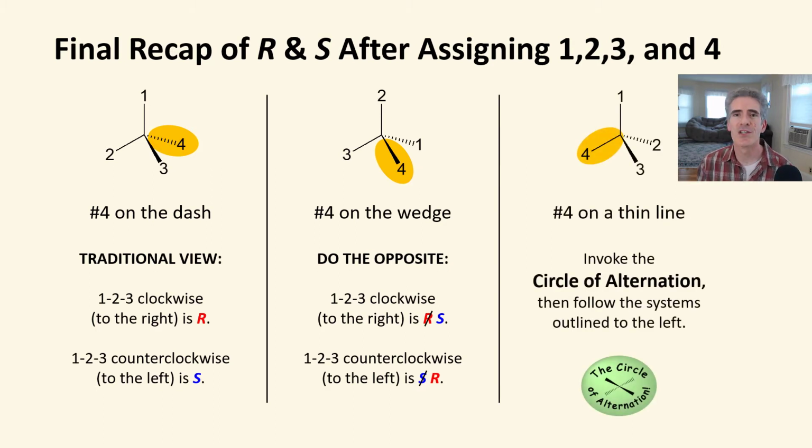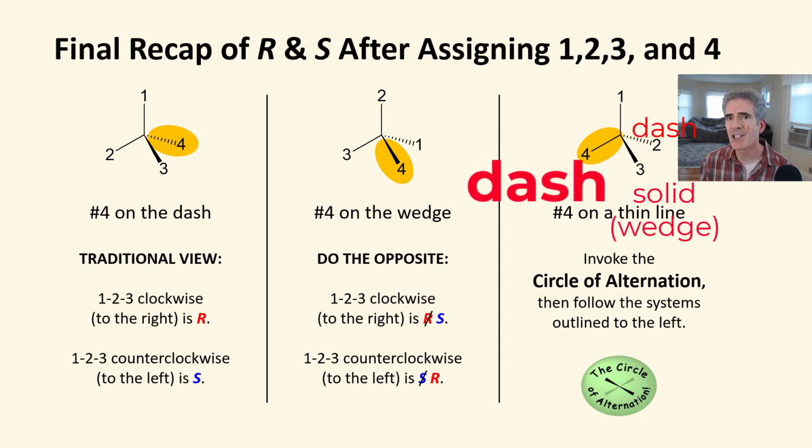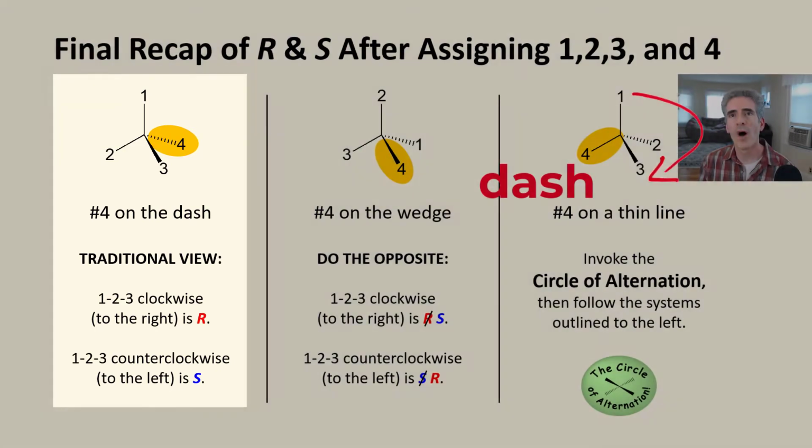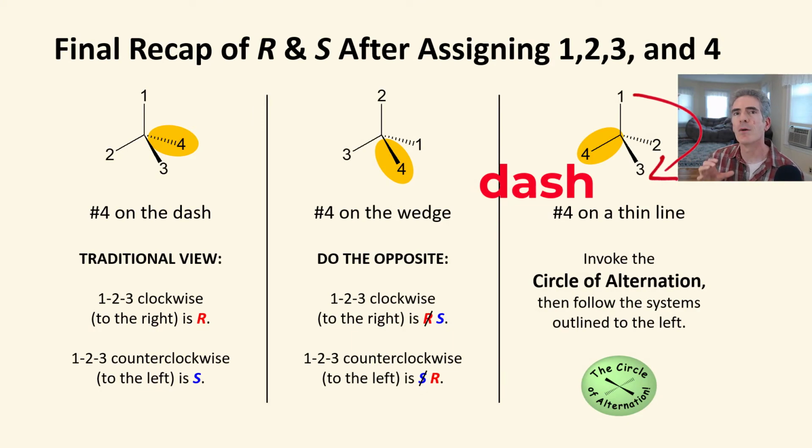And then finally, on circle of alternation, when we have the lowest priority group on the thin line, what we would do is we would say, here's dash, here's solid. This would become a dash. A dash. So we would do what we do over here. In this event, 1, 2, and 3 is traveling clockwise. So we would end up calling this letter R.